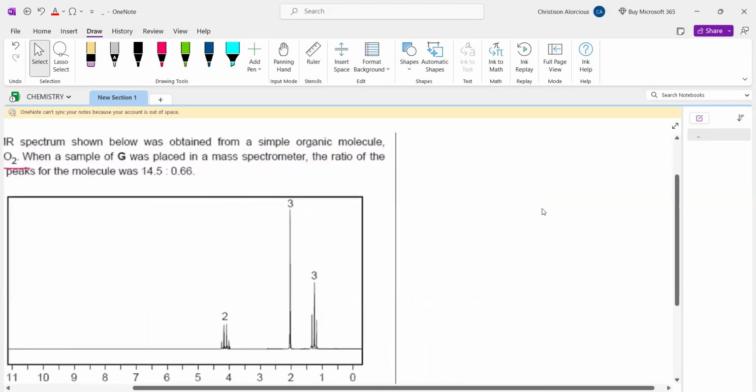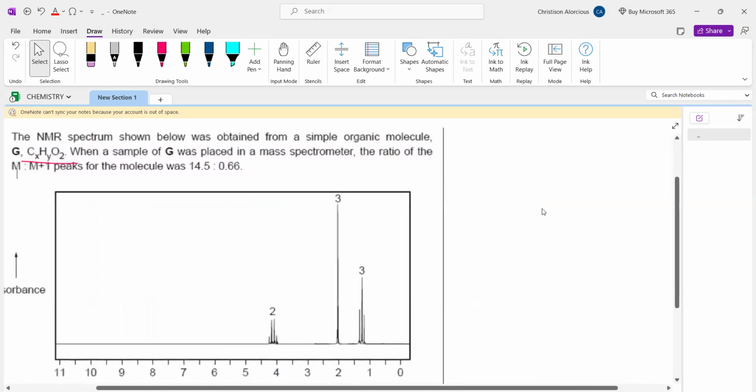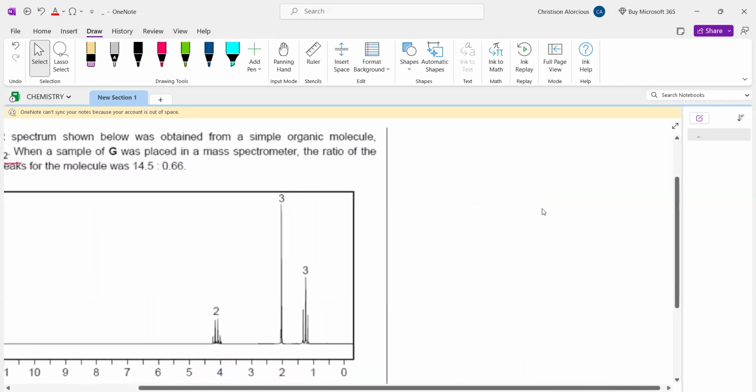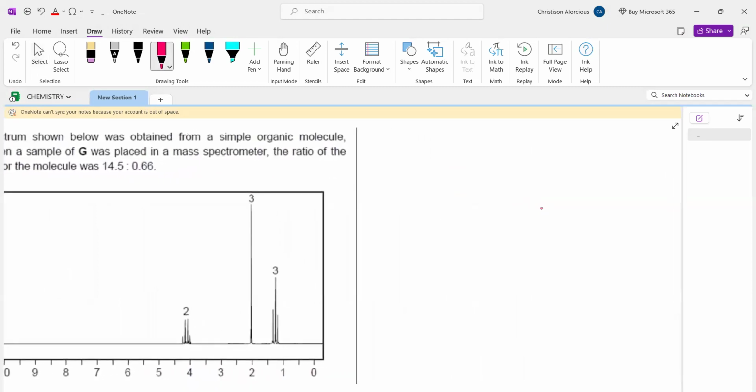And we know that the M to M plus 1 peak abundance ratio can be used to find the number of carbon atoms. The formula is: number of carbon atoms is the abundance of the M plus 1 peak divided by the abundance of the M peak, multiplied by 100 over 1.1.